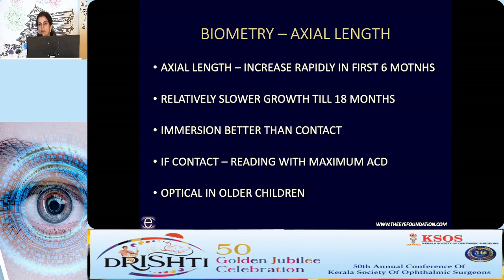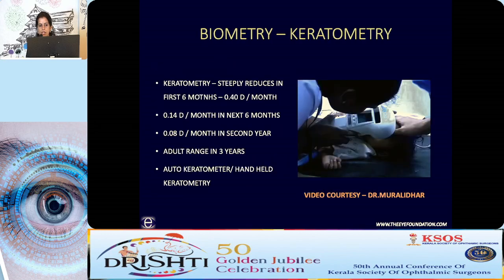An optical biometry should be considered in any cooperative child, if the injury is in such a way that we can do an optical biometry. This is a handheld keratometer, used to get the keratometry readings of a small child. And this handheld keratometry can be done under anesthesia, or without anesthesia if the child is cooperative enough.